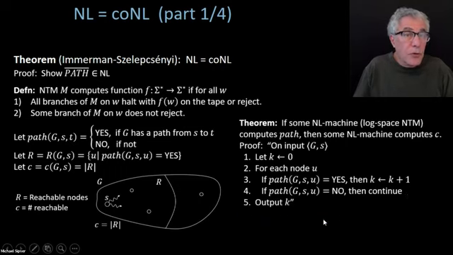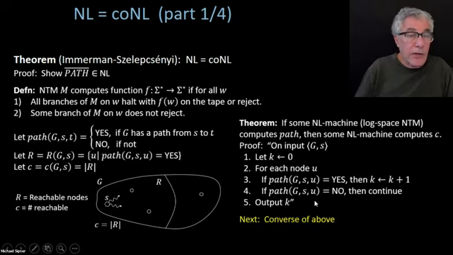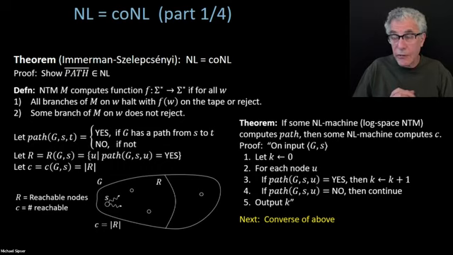Okay. So what I'm going to prove next is the converse of this, and that's the magical hard part: that if I can compute the count, then I can test whether individual nodes have a path from S.